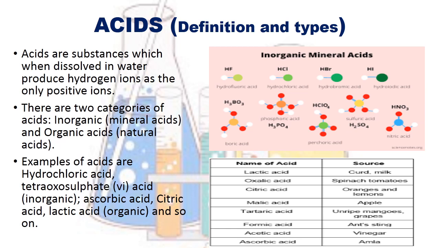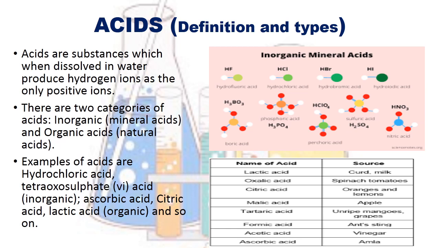Examples of inorganic acids are hydrochloric acid, tetraoxosulfate(VI) acid, and so on. As you have them in the picture here, we have a variety of them. We have hydrofluoric acid, hydrobromic acid, hydroiodic acid, and so on.